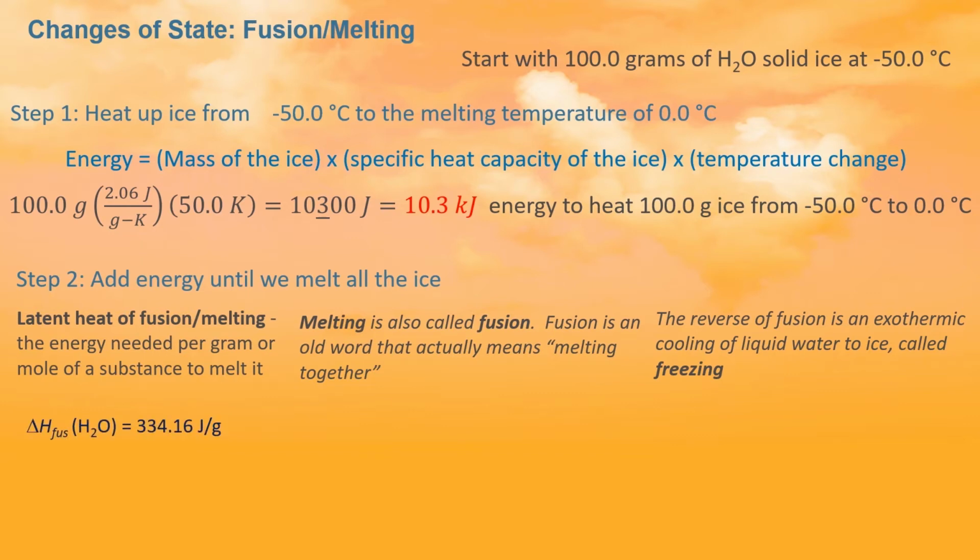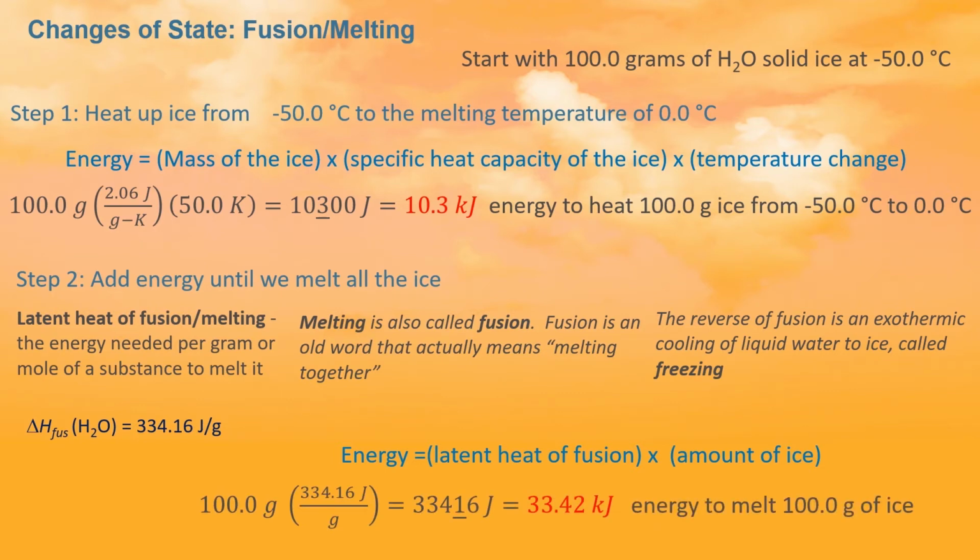For H2O, this value is delta H fusion equals 334.16 joules per gram. The mass in the denominator should make sense. The more ice we have in grams, the more energy it'll take to melt it. To calculate the energy needed to melt the ice, we simply multiply the latent heat of fusion by the amount of ice we have. To melt 100 grams of ice, it will take 33,420 joules or 33.42 kilojoules of energy. The energy, as before, is positive because we're adding energy to the system.